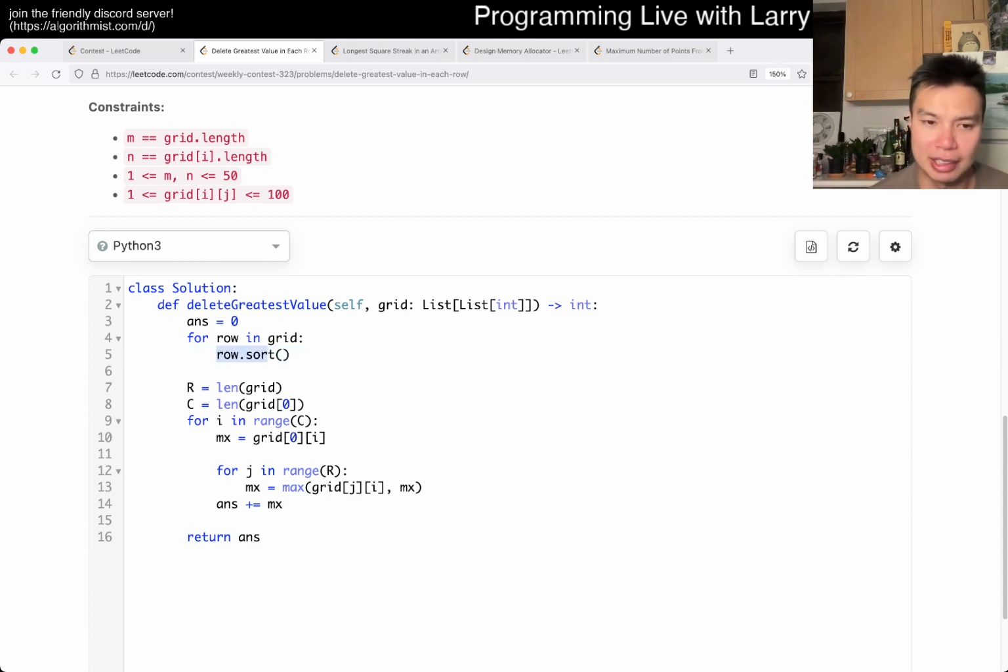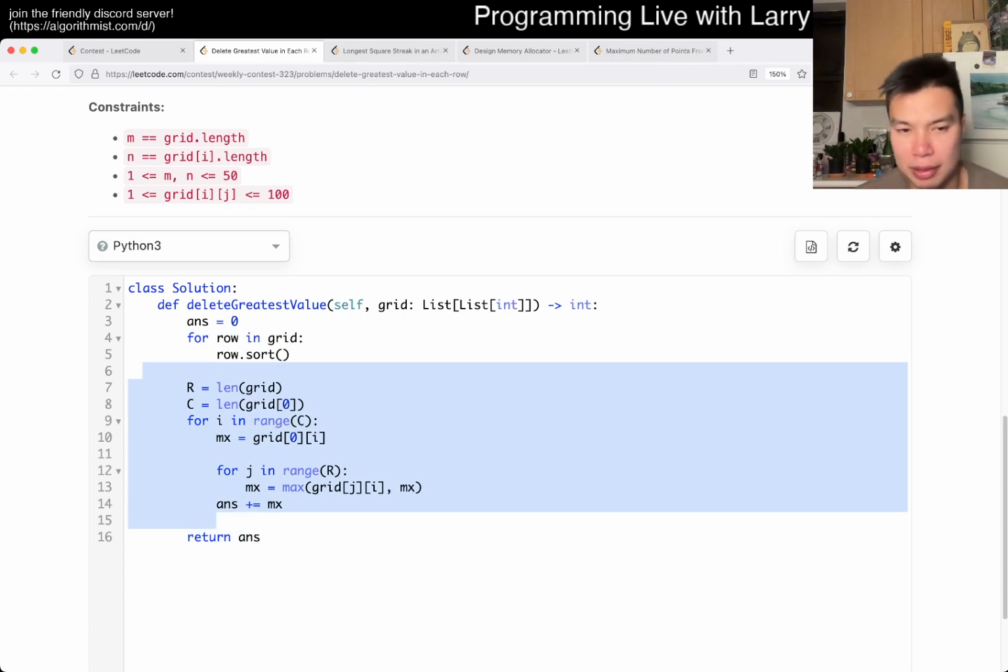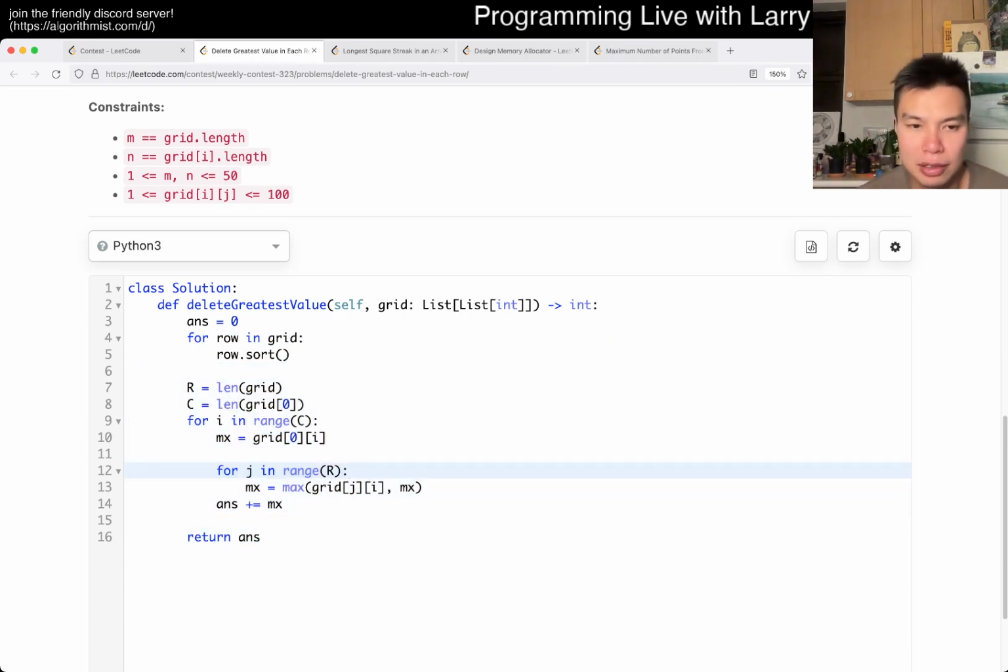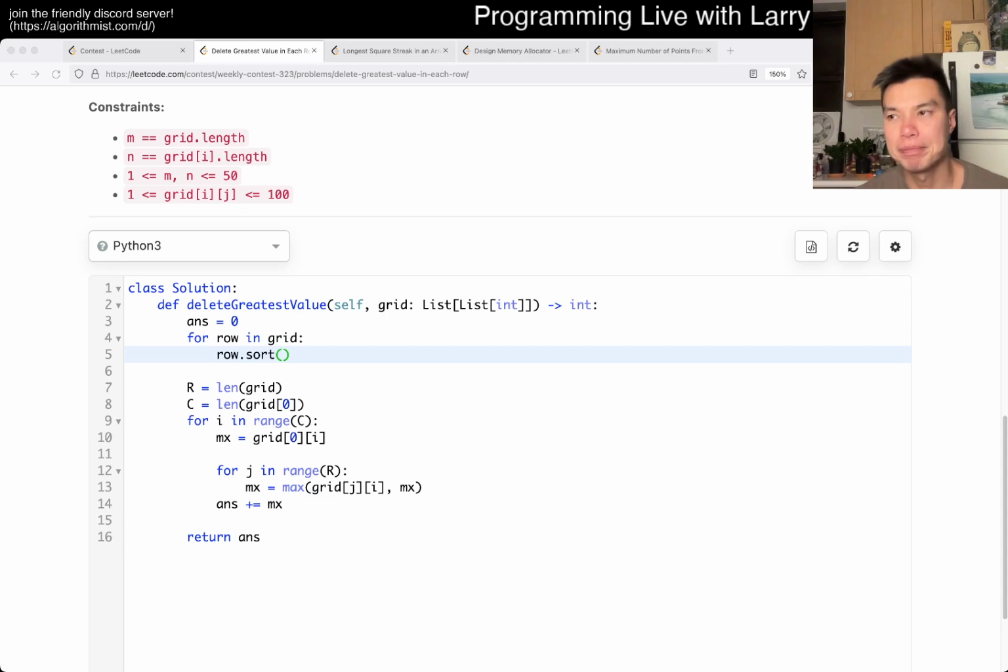Once I sort it, then you can just look up the entire column, right? So that's going to be O of C log C times R, because for each row you sort C items. And this is obviously O of R times C, so a little bit super linear. In terms of space, this is kind of linear because of the sorting, depending on how you want to say it. But yeah, that's all I have with this one.